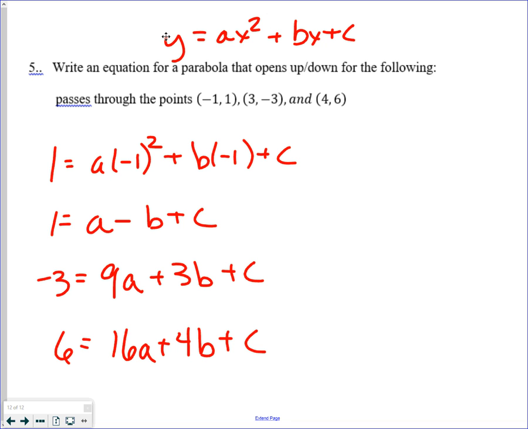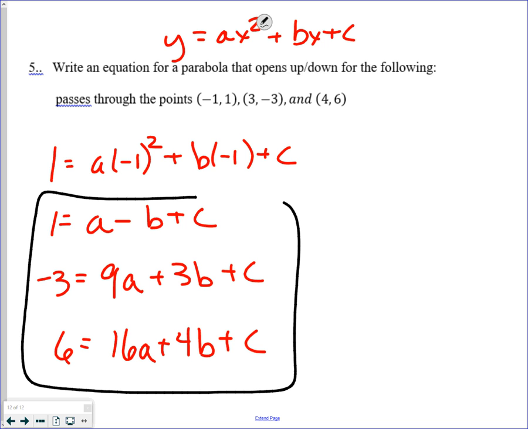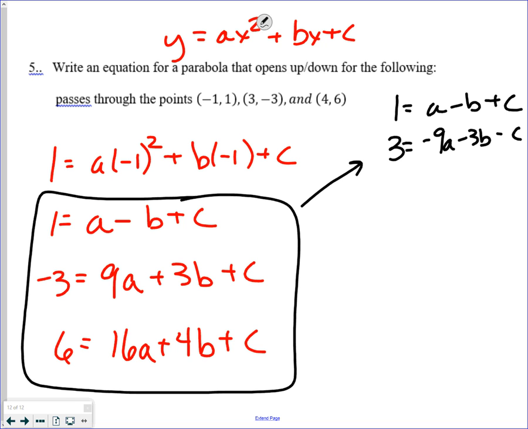All right, so now this is going to take a little bit more room. It's a 3 equation, 3 unknown system. These are your 3 equations. I now want to use elimination. So I am now going to take these two and eliminate c. If I did 1 equals a minus b plus c, and then positive 3, negative 9a, negative 3b, and negative c, so I multiplied this one times negative 1, I get 4 equals negative 8a minus 4b.